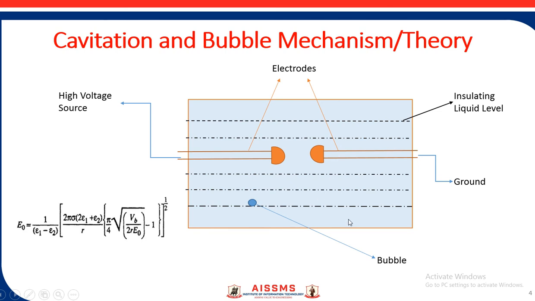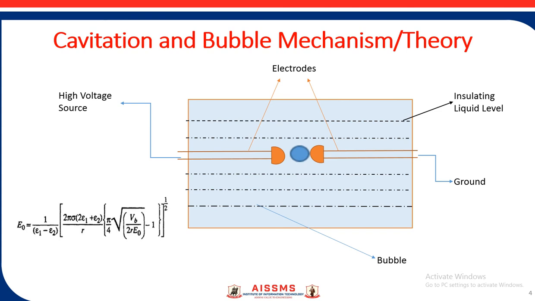Now, due to any of the reasons stated earlier, if there is a bubble formed in this particular liquid, then on application of high voltage, the bubble will start elongating in the direction of the electric field. So it will come first of all under the influence of the electric field and then start elongating in the direction of the electric field. The volume of the bubble remains constant during the elongation.